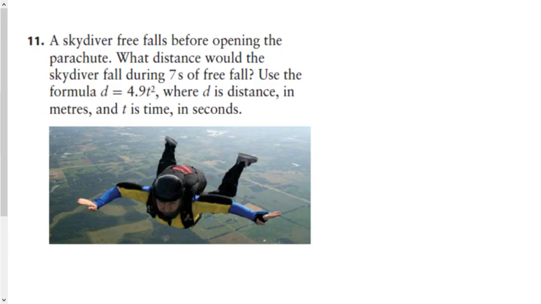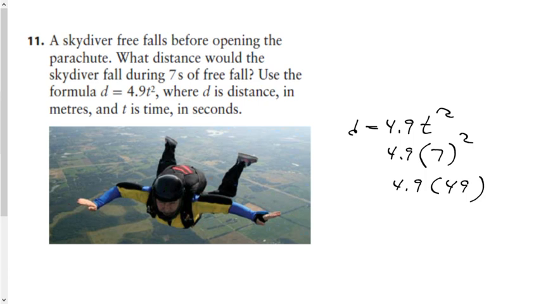A skydiver free falls before opening the parachute. What distance would the skydiver fall during 7 seconds of free fall if distance equals 4.9 t squared? Well, there's the formula again. We just used it in the last video. D equals 4.9 multiplied by t squared, or 4.9 multiplied by 7 seconds squared, or 4.9 multiplied by 49.